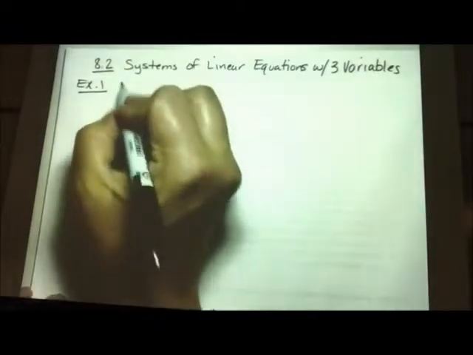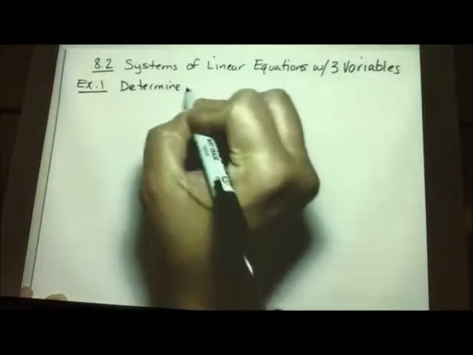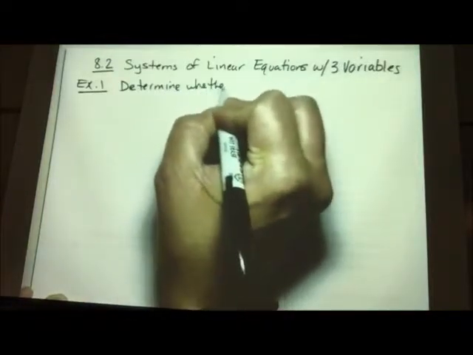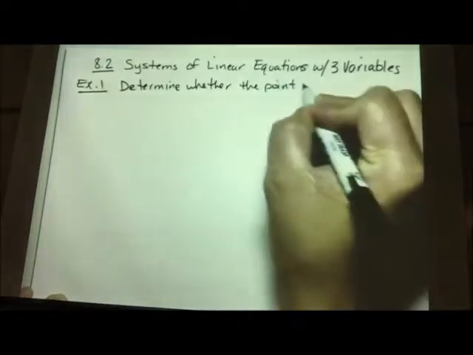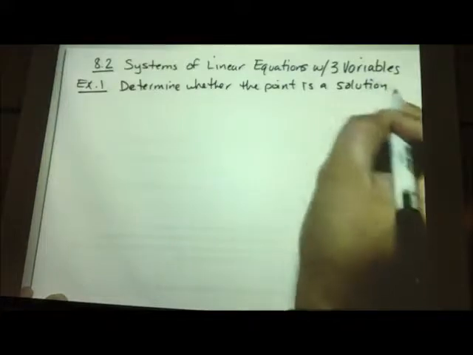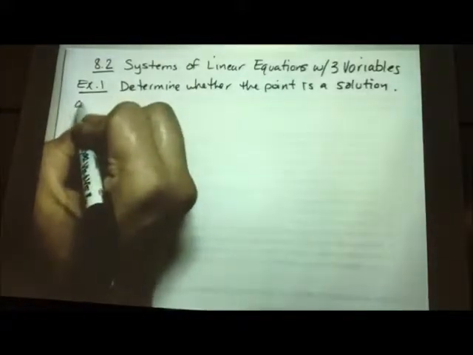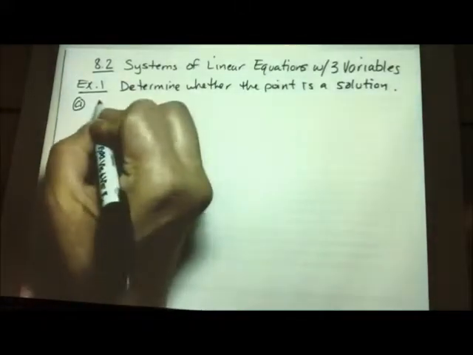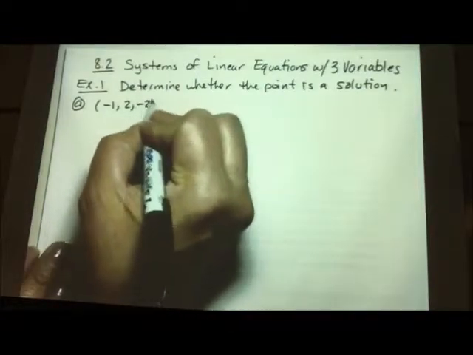We have to determine whether the point is a solution. So when you have this kind of problem, which is going to be problem 1 on your assignment, it's going to be really easy. So they're going to give you an ordered pair. In this case, it's -1, 2, and -2.